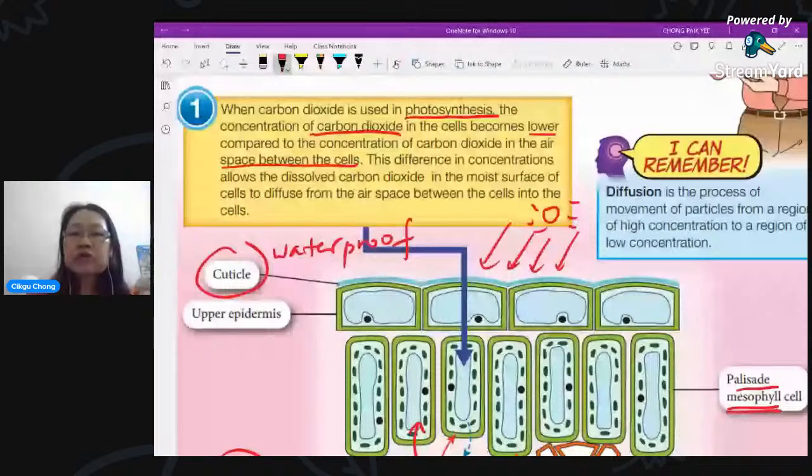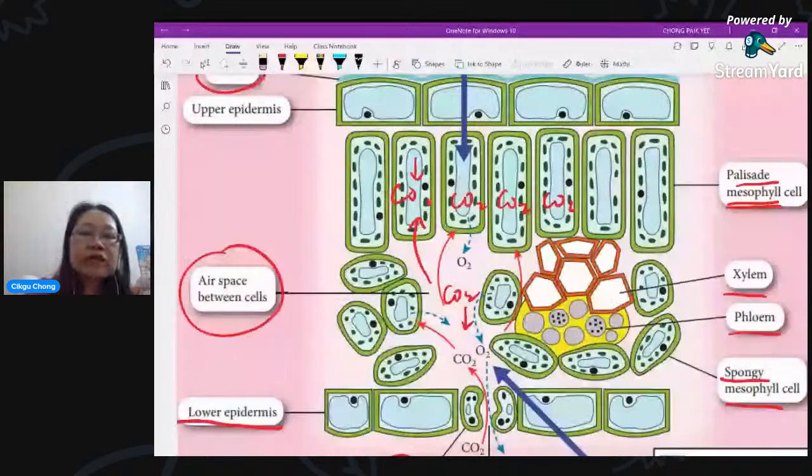In the beginning, because the carbon dioxide is already used up, the carbon dioxide will become less inside the cell. So when it's less, it will take in the carbon dioxide from the airspace, because the airspace has more, since inside the cell there is already less carbon dioxide. So the carbon dioxide will move into the cells. That's number one. It will move in from the airspace between the cells into the cells.